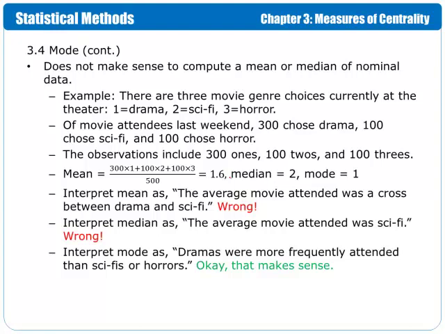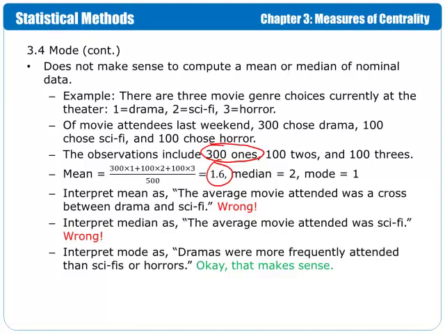If then we computed the mean, the median, and the mode, the mean would be found by adding up all 300 ones, all 100 twos, and all 100 threes, and dividing that total by 500, and we would get 1.6. The median would be found as 2 because essentially we would line up all those values, all 500 numbers, and find which number was in the middle, and it would be a 2. The mode is essentially just going to tell us which value occurred most often. And as we had 300 ones, we know that the number 1 occurred most often.